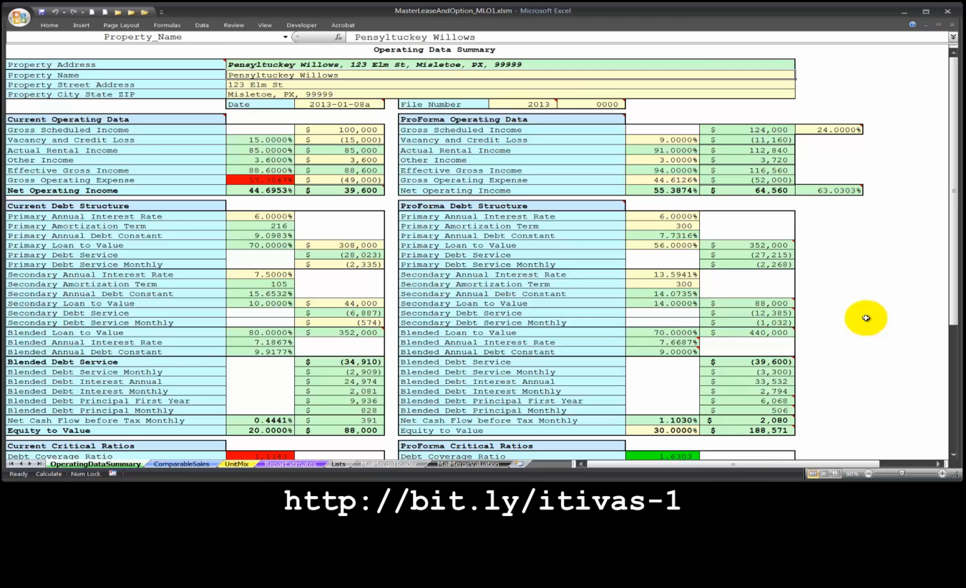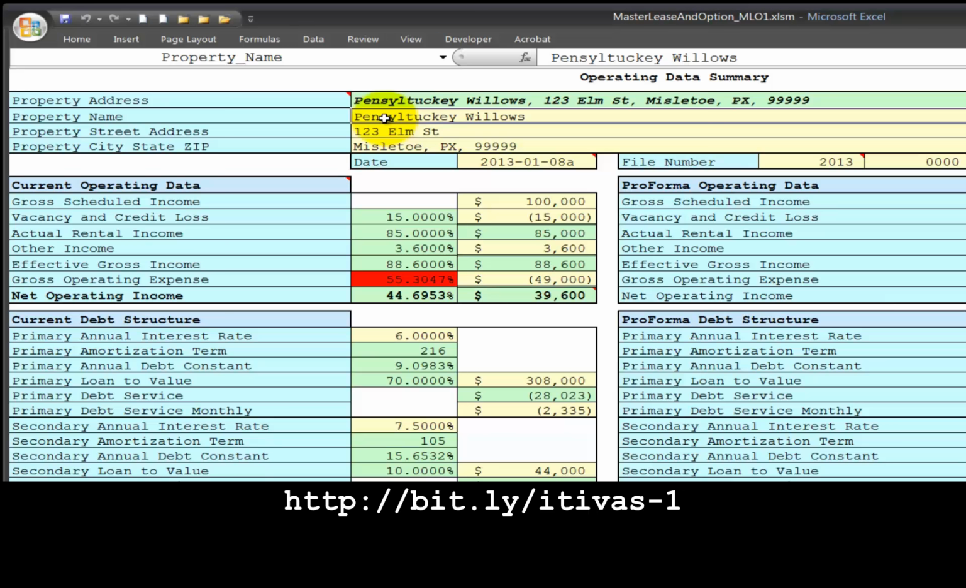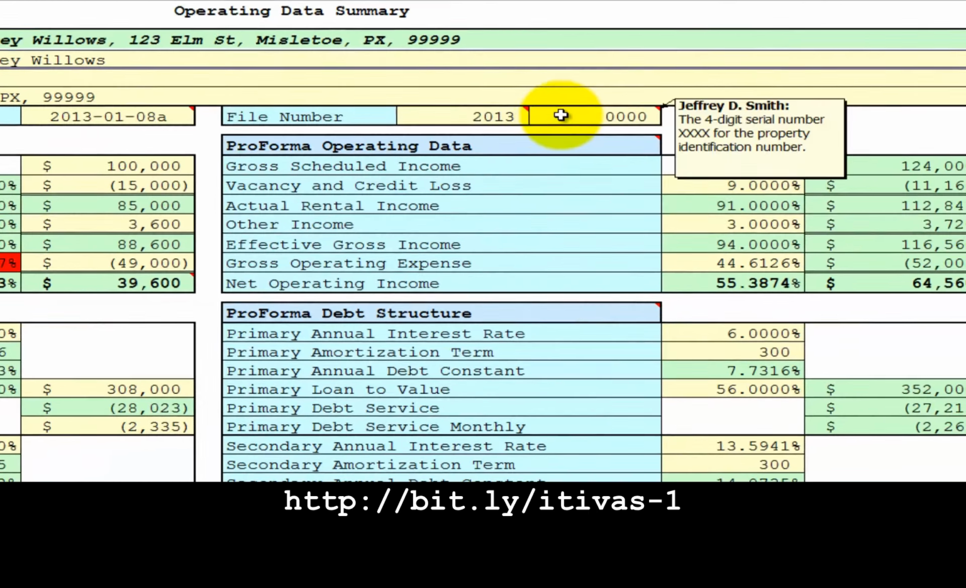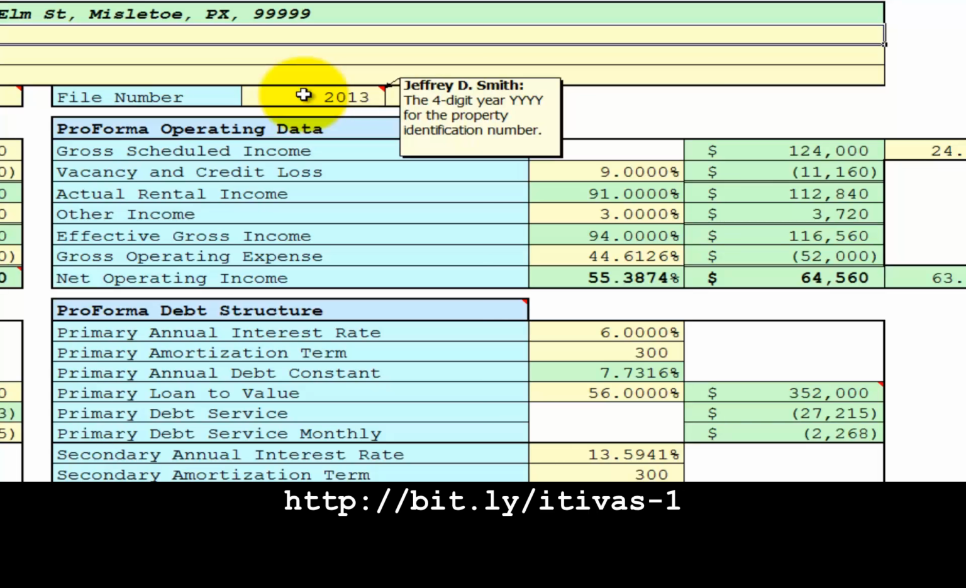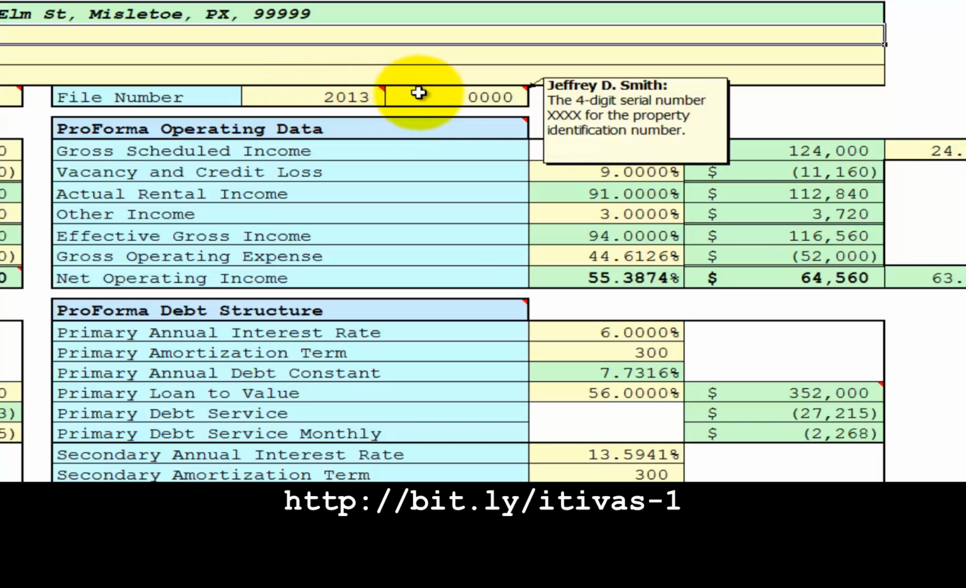This is Microsoft Excel, the Master Lease and Option spreadsheet. At the top, we have the property description with the name, the address, city, state, and zip, the analysis date, and the file number consisting of the 4-digit year and 4-digit serial number.